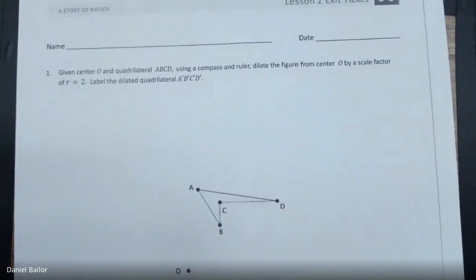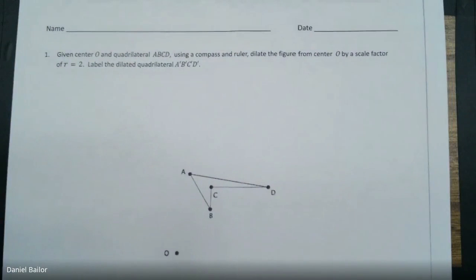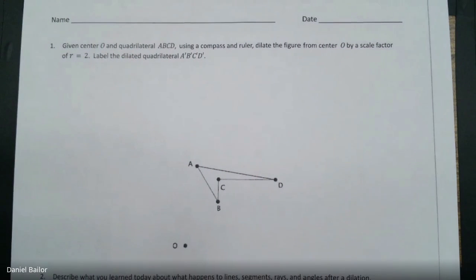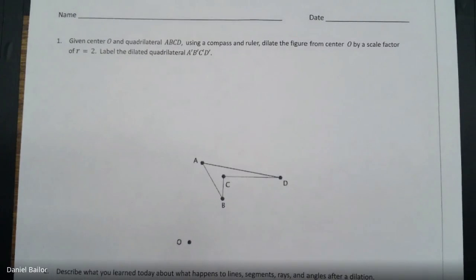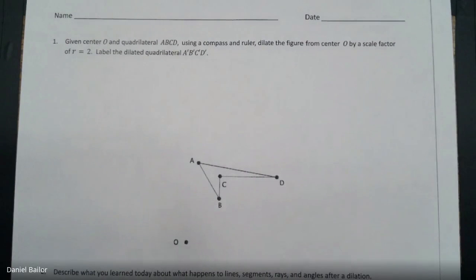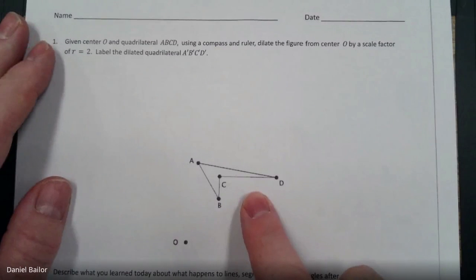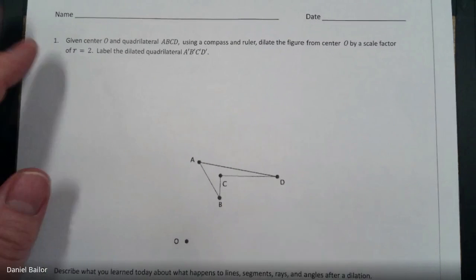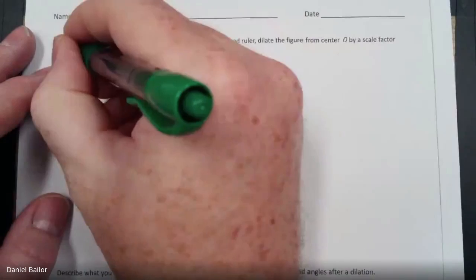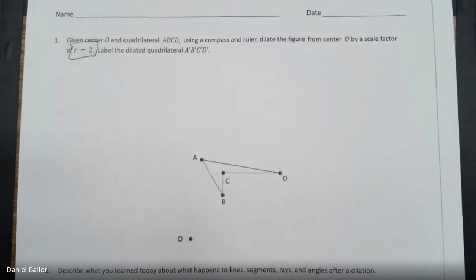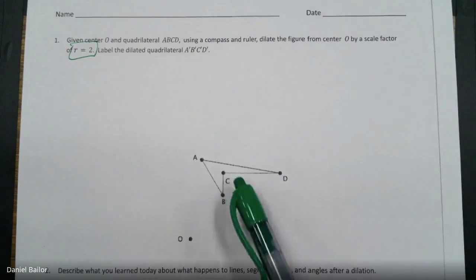It was page 17, and it's asking you to test to see how skilled you are. Now, my answers to the exit ticket are not online, but if you do the problem set and you have no questions about the problem set, the exit ticket should be easier. So this one is center O and a quadrilateral. Using a ruler, dilate it. Scale factor is R equals 2. So dilate and label. You're going to make this bigger.